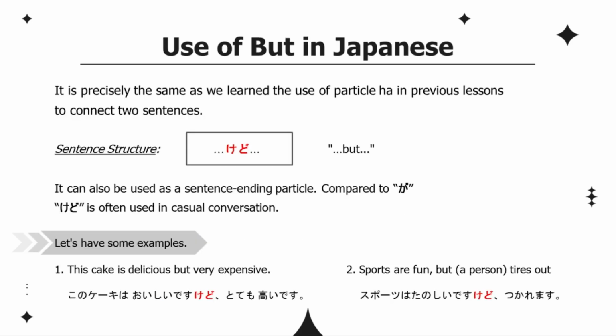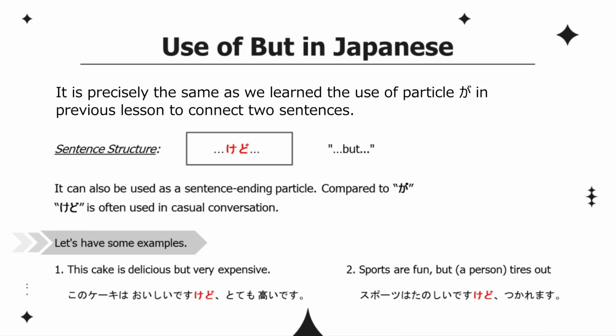3. Use of but in Japanese. As we are heading towards advanced Japanese, it's time to learn the use of but. But is precisely the same as we learned the use of particle in previous lessons to connect two sentences. For but, we use kedo. It is a conjunctive particle and represents conjunction or paradox. It can also be used as a sentence ending particle. Compared to ga, kedo is often used in casual conversation. It is mainly used with plain forms.